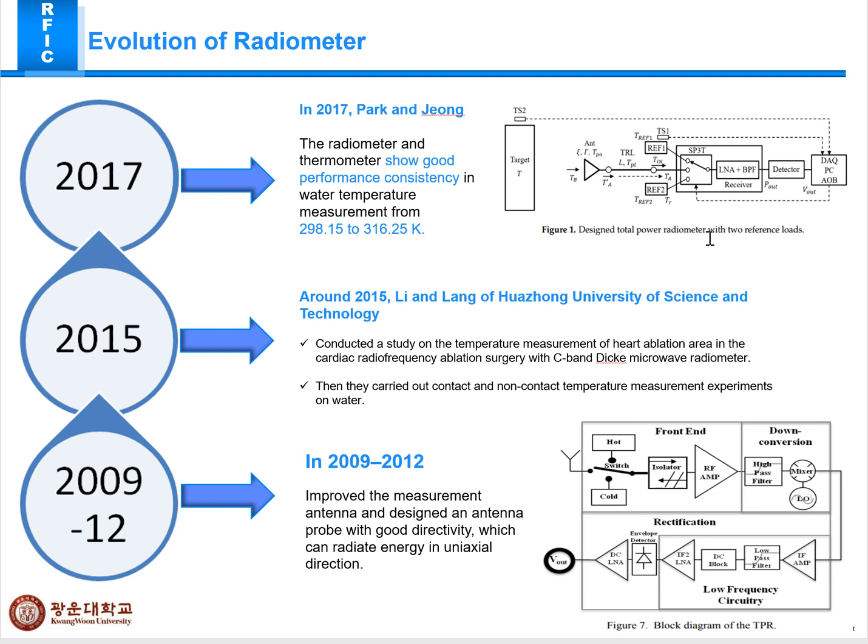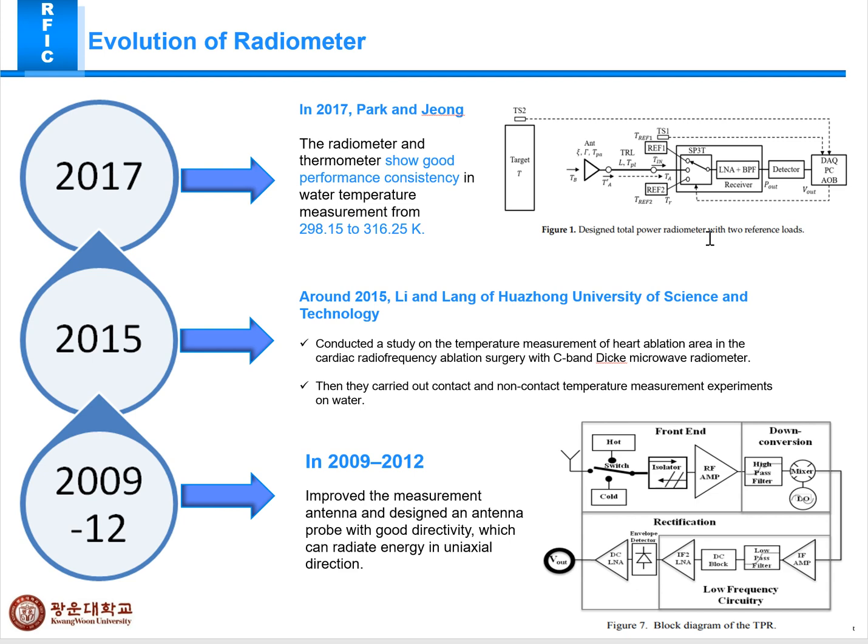In 2017, let me come from down to upward. In 2009 to 12, it has a block diagram. As you can see, in 2009 from 12, the improved measurement of antenna in design, and the antenna has good conductivity, which can radiate energy in a particular direction.